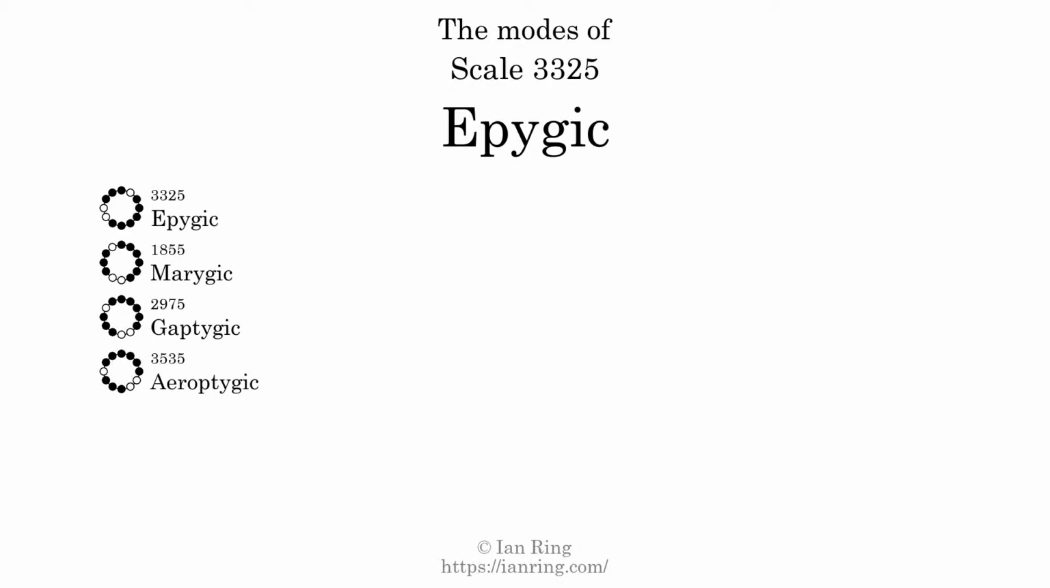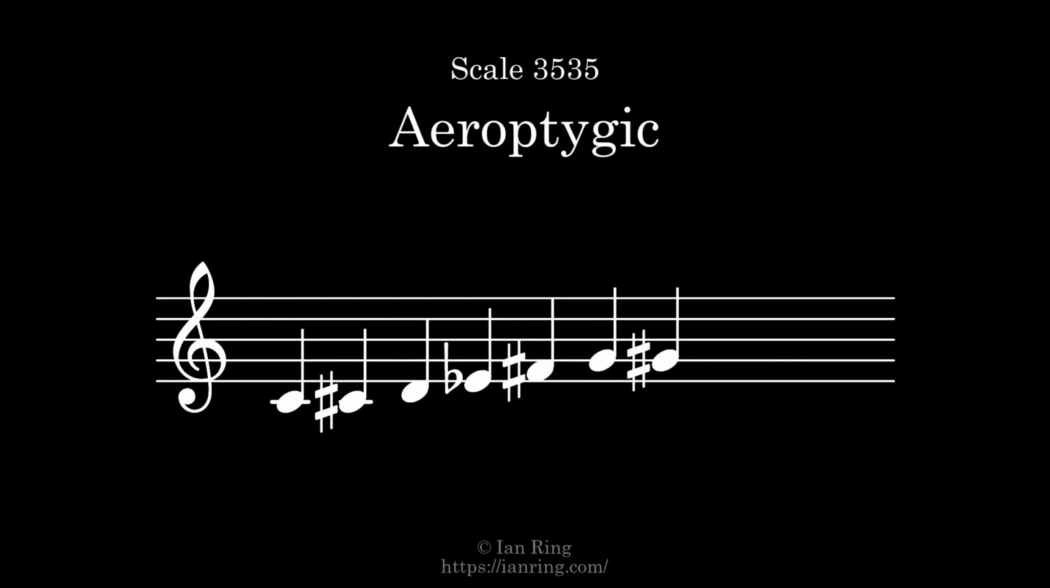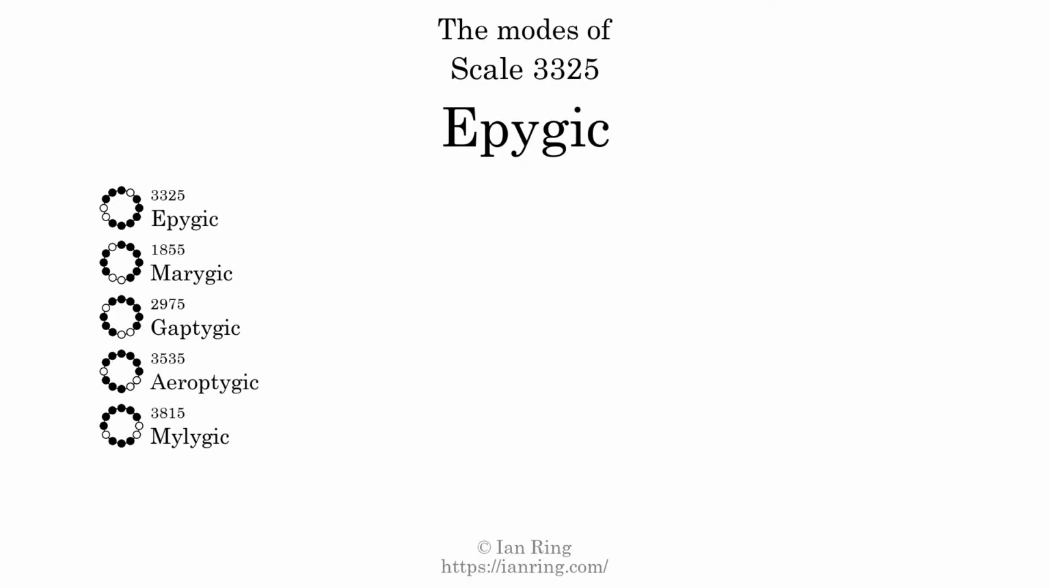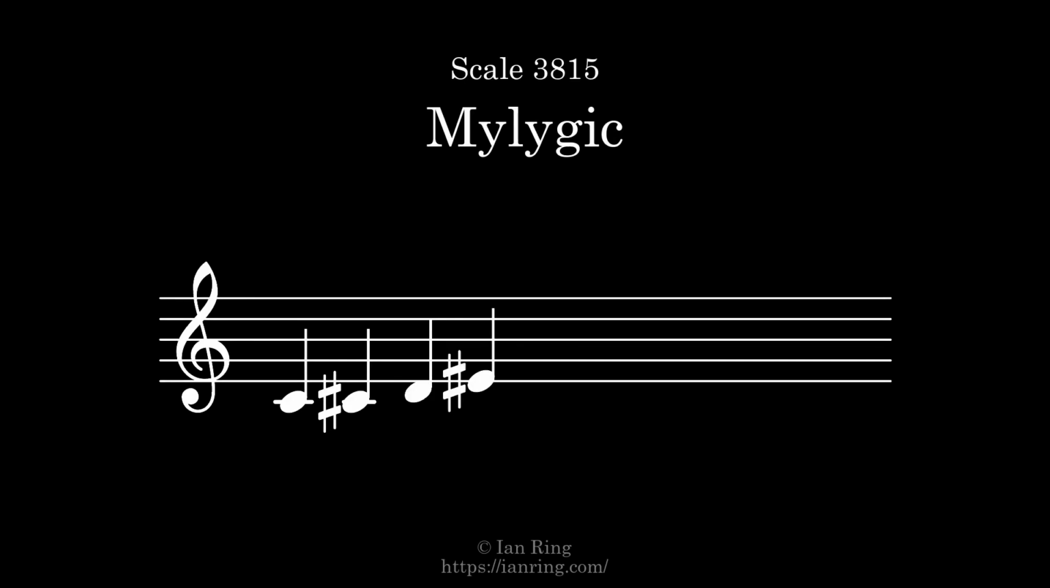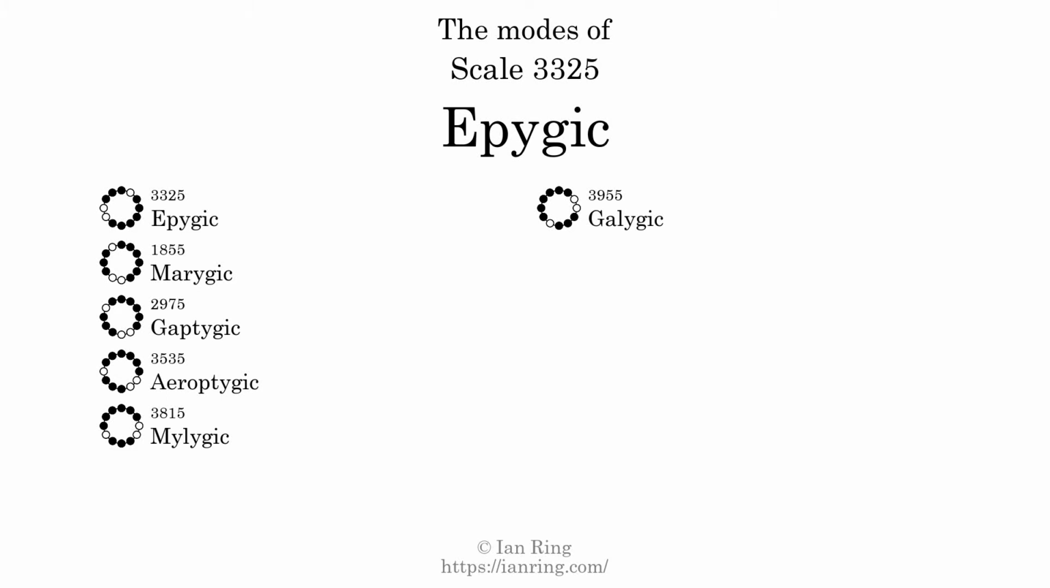The fourth mode is scale 3535, also known as Epygic. It sounds like this. The fifth mode is scale 3815, also known as Epygic. It sounds like this. The sixth mode is scale 3955, also known as Epygic. It sounds like this.